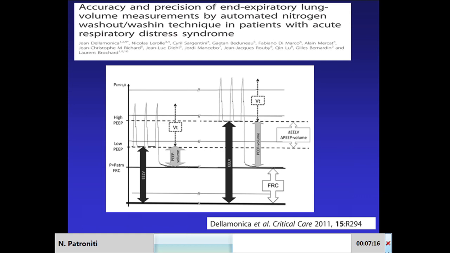They also measured the PEEP volume because it was part of the study. And then they did another thing. Let's try to have a technique that does not require disconnecting the patients and just relies on end expiratory lung volume measurement.